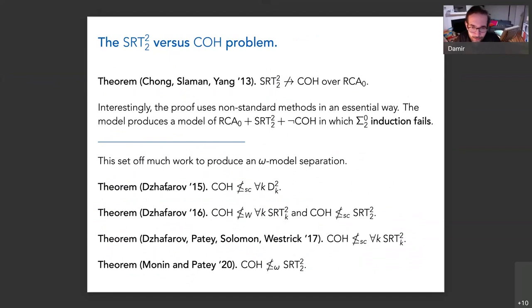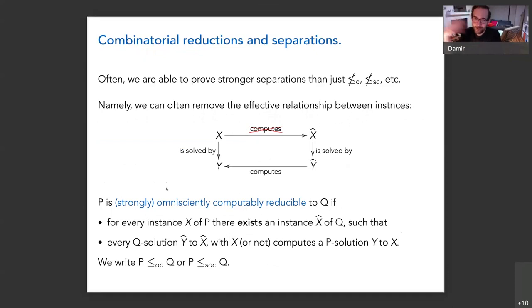So we have this series of results telling us that these two versions of Ramsey's theorem are different. Once again, a different question suggests itself. There's another reducibility, similar to computable reducibility and Weihrauch reducibility, which is the following. Suppose we look at problems P and Q. For every instance X of P, there is an instance X hat of Q, computable from X or not, but it just exists, such that for every solution y hat to this Q problem instance X hat, we can compute a solution y to the original.